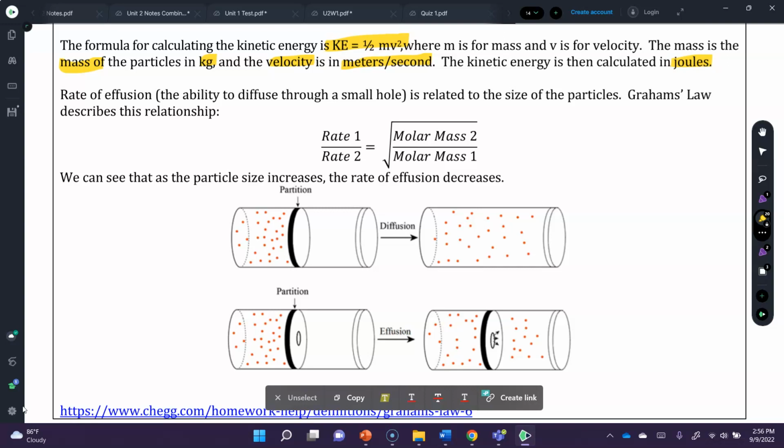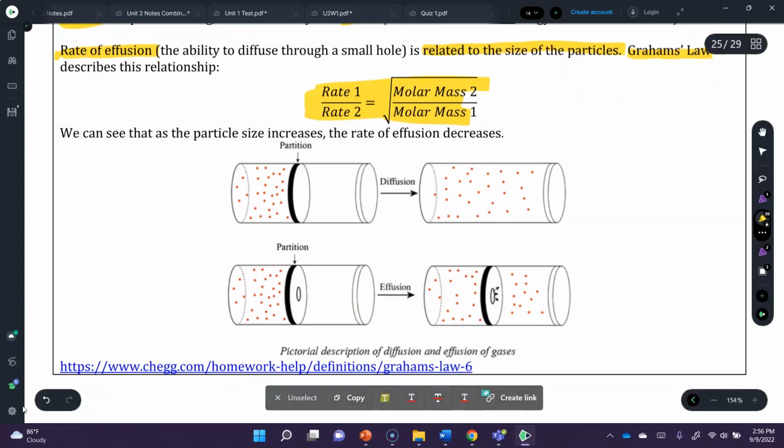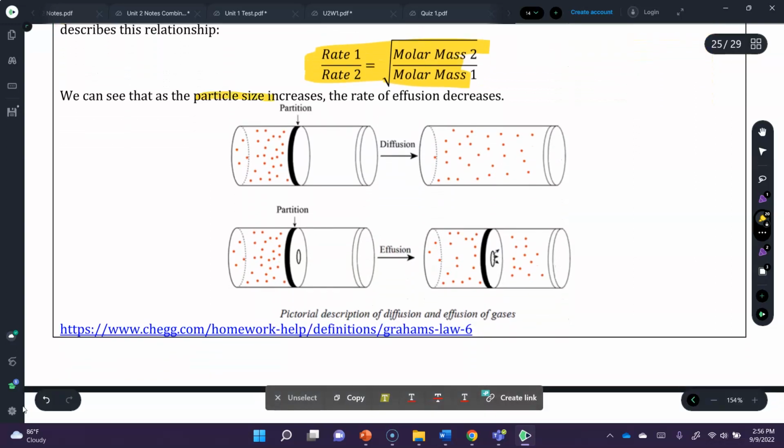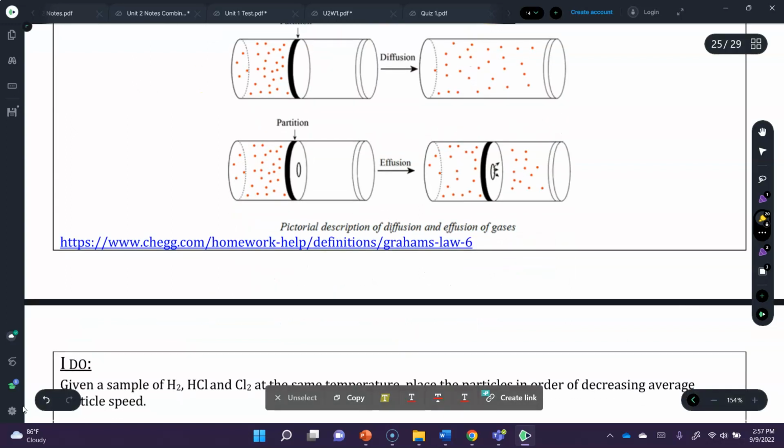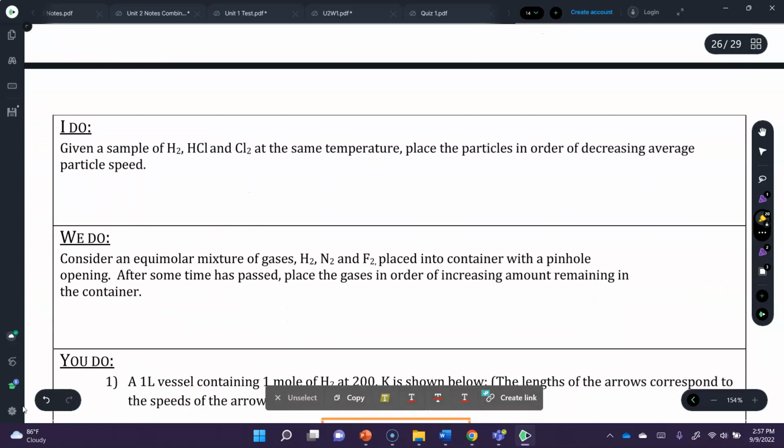This relates to the rate of effusion, which is the ability to diffuse through a small hole or across a specific space. And this is related to the size of particles. Graham's law describes this relationship. Here we have the rate of effusion. We can see that as particle size increases, the rate of effusion, or how fast it spreads out, decreases. So if it's a bigger particle, it's going to spread out slower, given everything else is the same when you're comparing them.